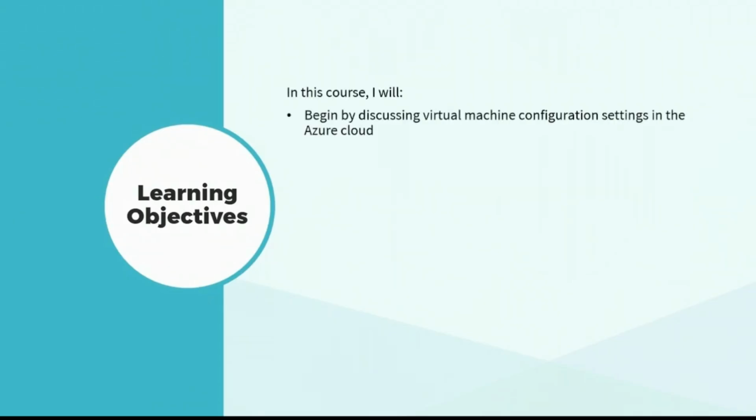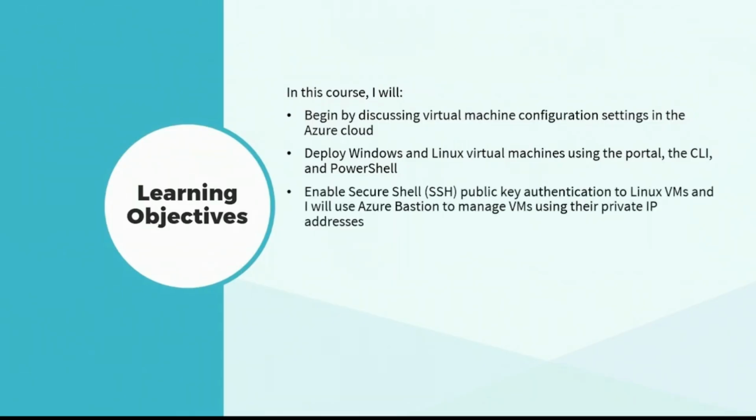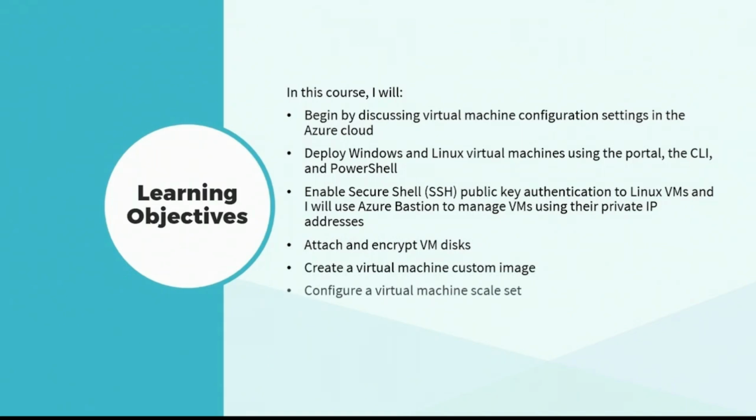In this course, I will begin by discussing virtual machine configuration settings in the Azure cloud. Next, I will deploy Windows and Linux virtual machines using the Portal, the CLI, and PowerShell. Next, I will enable Secure Shell or SSH public key authentication to Linux VMs, and I will use Azure Bastion to manage VMs using their private IP addresses. I will then attach and encrypt VM disks. I will create a virtual machine custom image, and I will configure a virtual machine scale set.